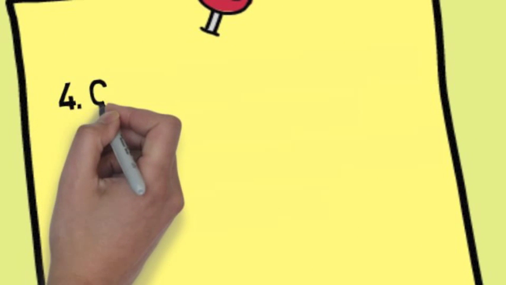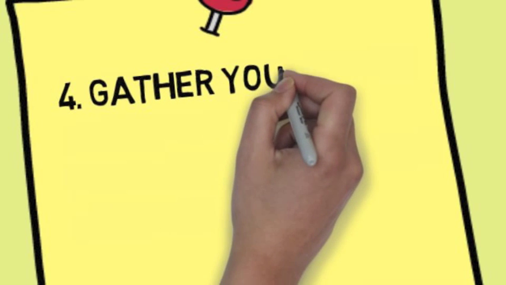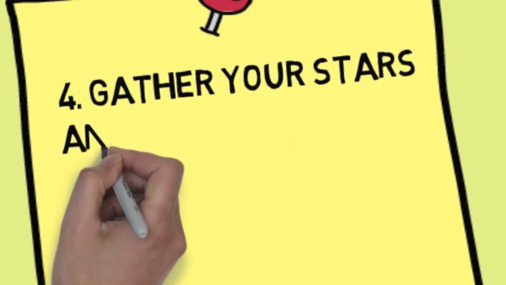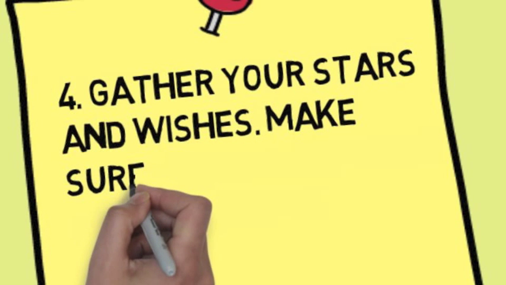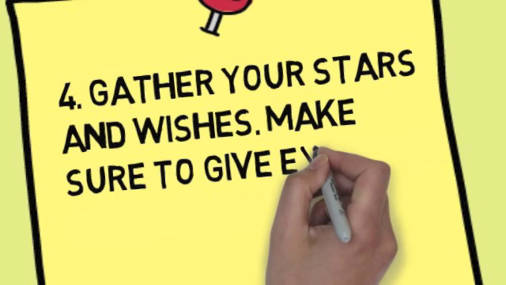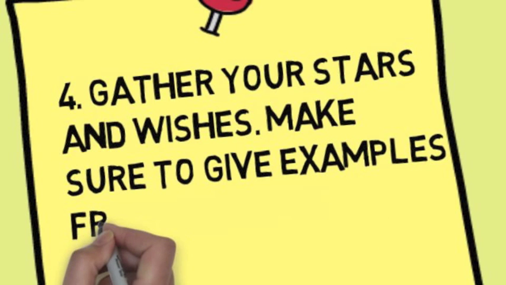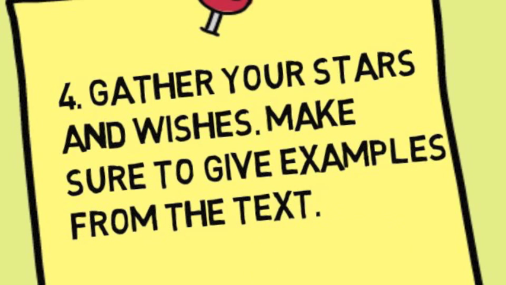Now, as a group, approach step 4. Gather your stars and wishes together and present them to the person who wrote the text. Make sure you give some examples about what you mean from the text. Try to point out certain places and words.